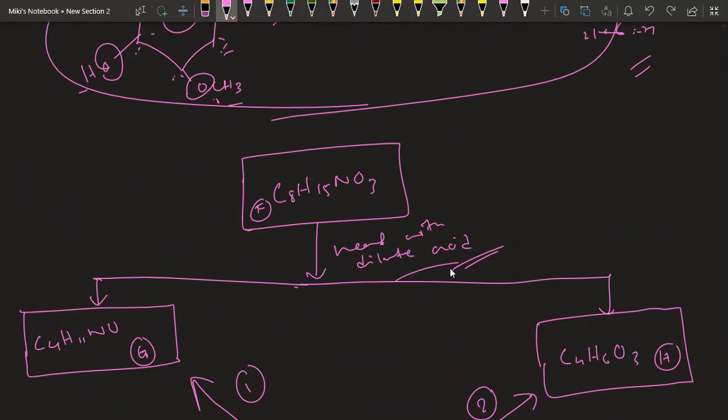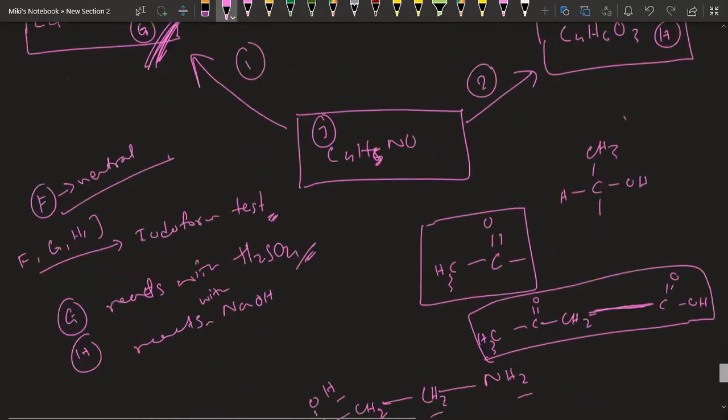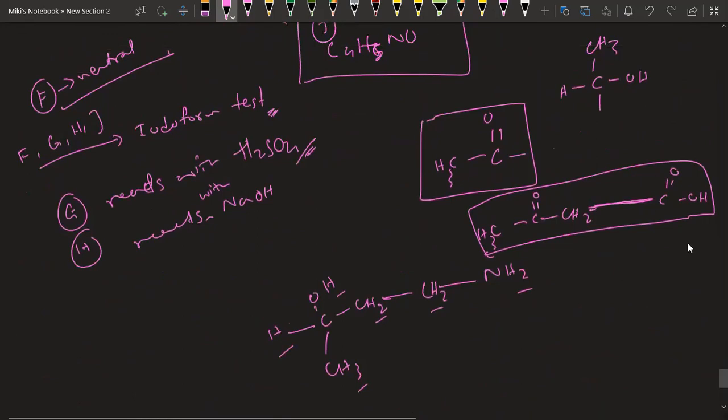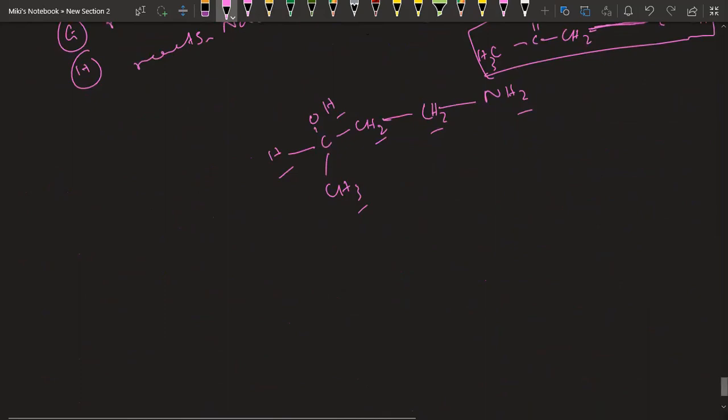What possibility is there that this will react? Amide linkage. We cannot have an ester here, because in this molecule G we didn't have any alcohol, or did we? Oh yes, we have an alcohol. And over here we have a carboxylic acid. So let's see if an ester could be formed or not.